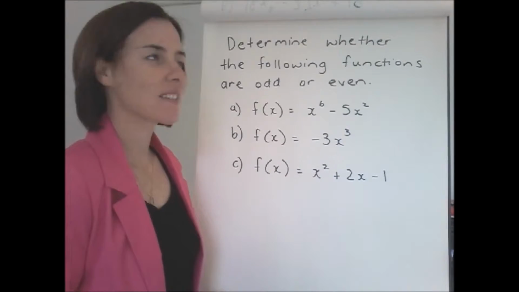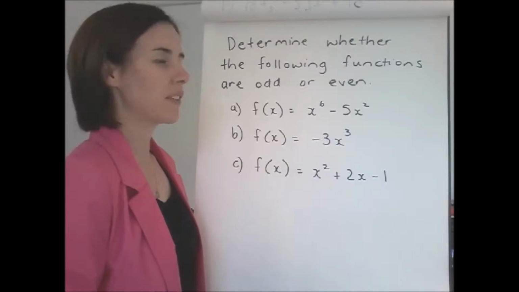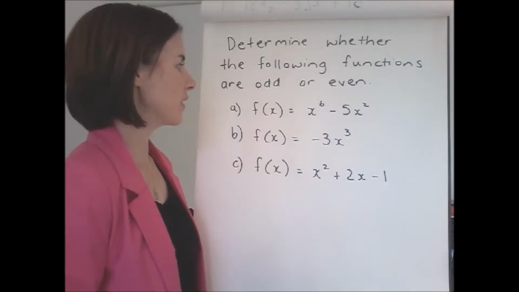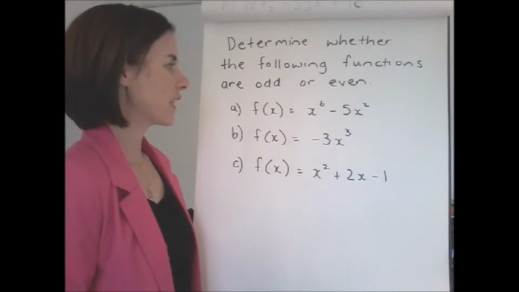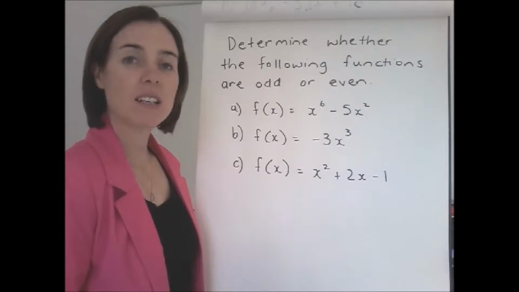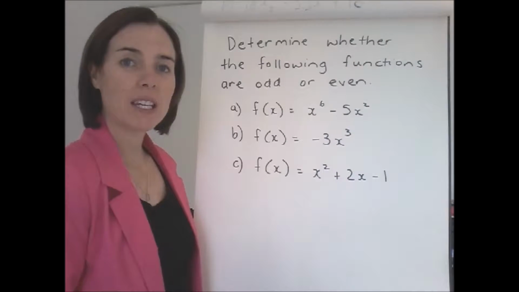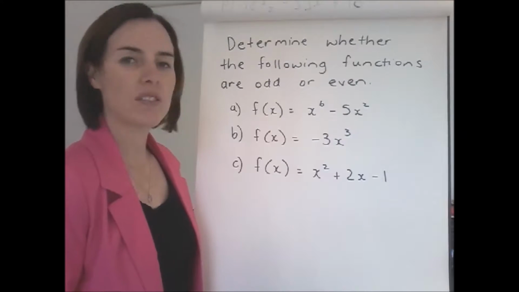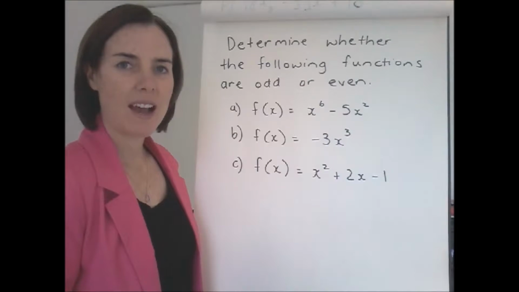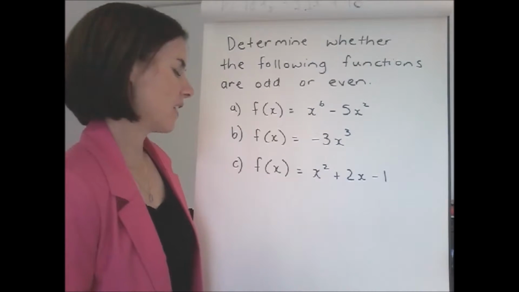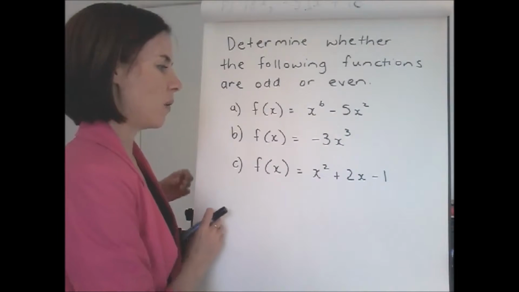Today's question is, determine whether the following functions are odd or even. A, f(x) is x to the power of 6, take 5x squared. B, f(x) is negative 3x cubed. And C, f(x) is x squared plus 2x, take 1.